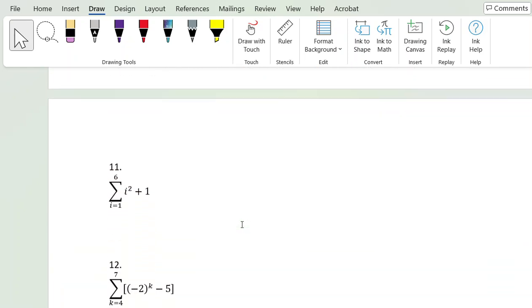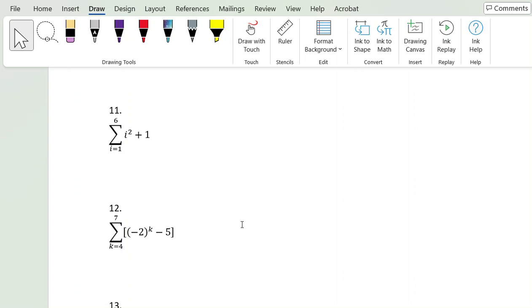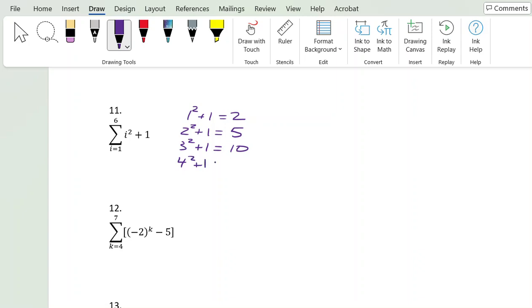So let's evaluate some. For this first one, we have i equals 1 to 6 plugged into i squared plus 1. So we're going to have 1 squared plus 1, which is 2. 2 squared plus 1, which is 4 plus 1, which is 5. 3 squared plus 1 is 9 plus 1, which is 10. 4 squared plus 1 is 16 plus 1, which is 17.